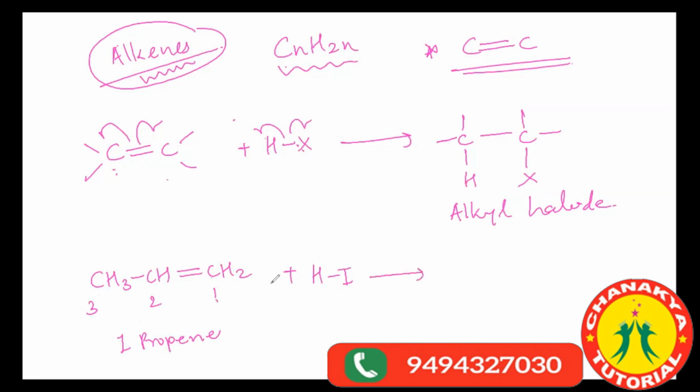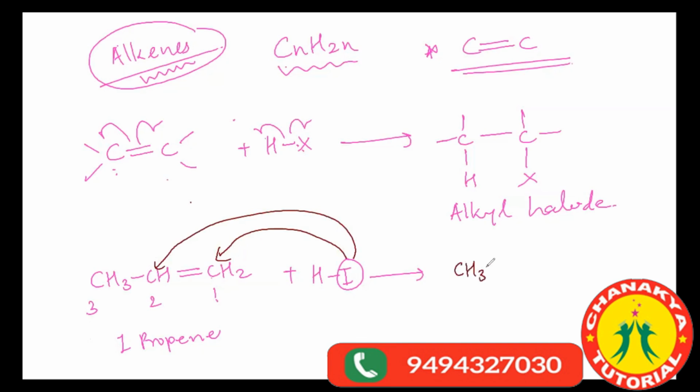Two products I may get. See, if iodine attaches to this carbon, I'll use different colors so you'll understand in a better manner. If iodine attaches to this carbon, you will get one product. If iodine attaches to the second carbon, you will get the second product, right? And those products would be what? For the first one would be what?